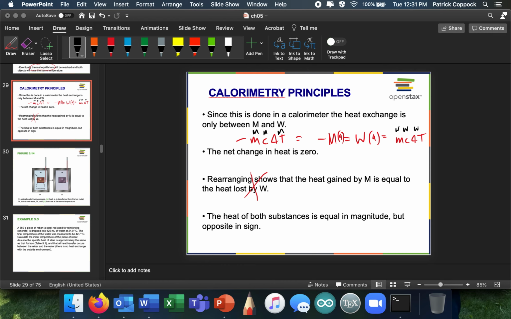So the net change is 0. So in other words, what goes into one comes from the other, right? And so that's why these are equal in magnitude and opposite in sign. We'll do one of these in just a minute, so hold on to your hats.